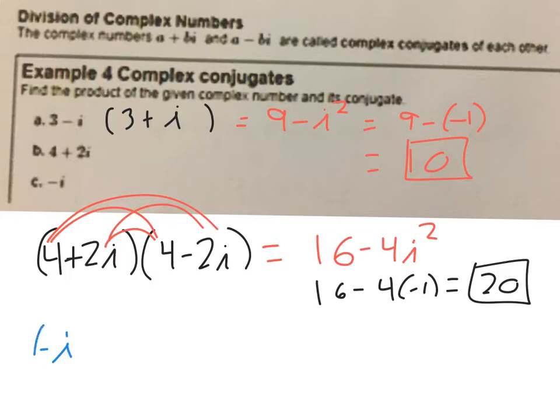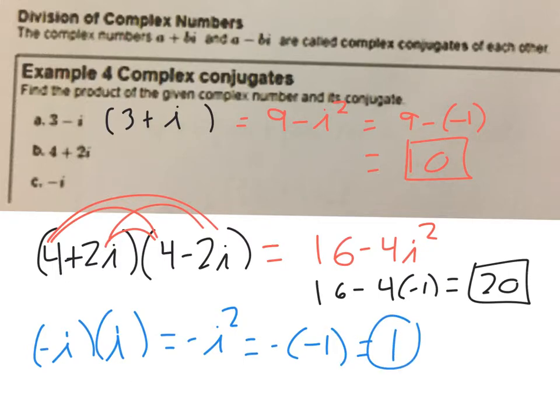And the last one is negative i. Well, what's the conjugate of negative i? Positive i. So that's going to give negative i squared, which is equal to negative negative 1, which is equal to positive 1.